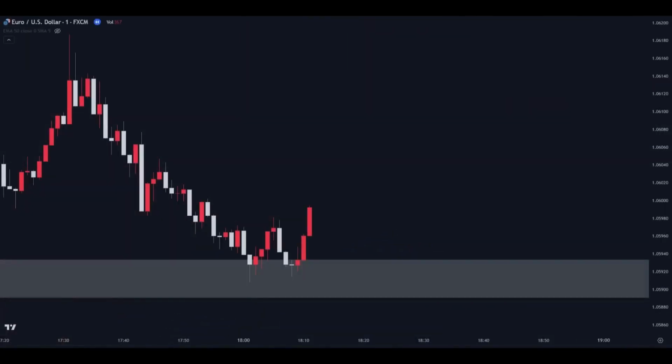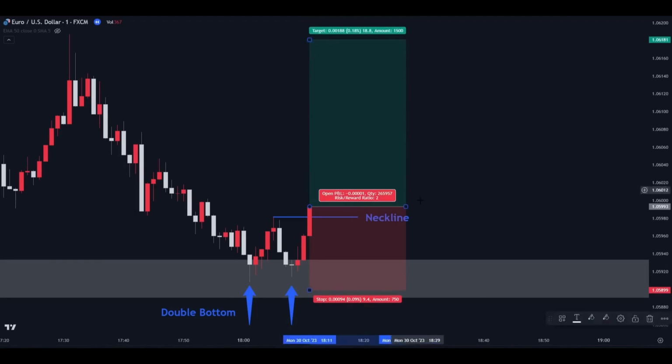Here, we can see that the market has printed a double bottom. So we wait for the price to break above the neckline to confirm this pattern and open a long trade.